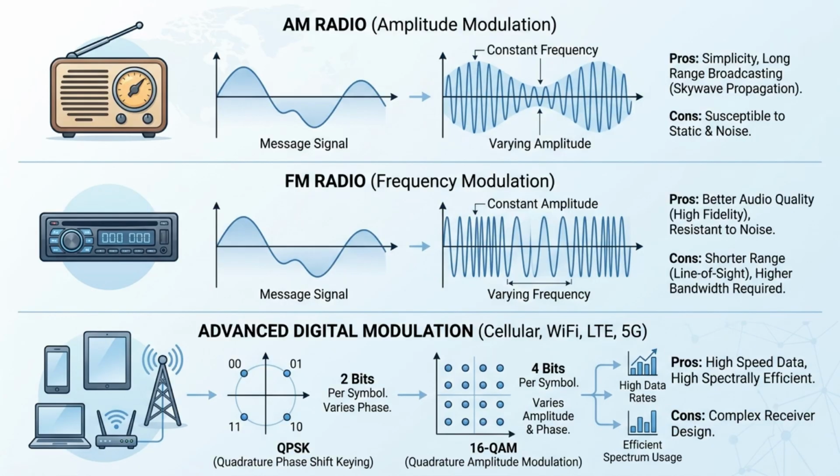Different communication systems choose different modulation techniques depending on their requirements. AM radio favors simplicity and long-distance broadcasting. FM radio provides better audio quality and greater resistance to noise. Cellular networks, Wi-Fi, LTE, and 5G rely on advanced digital modulation methods such as QPSK and QAM to achieve high data rates and efficient spectrum usage.